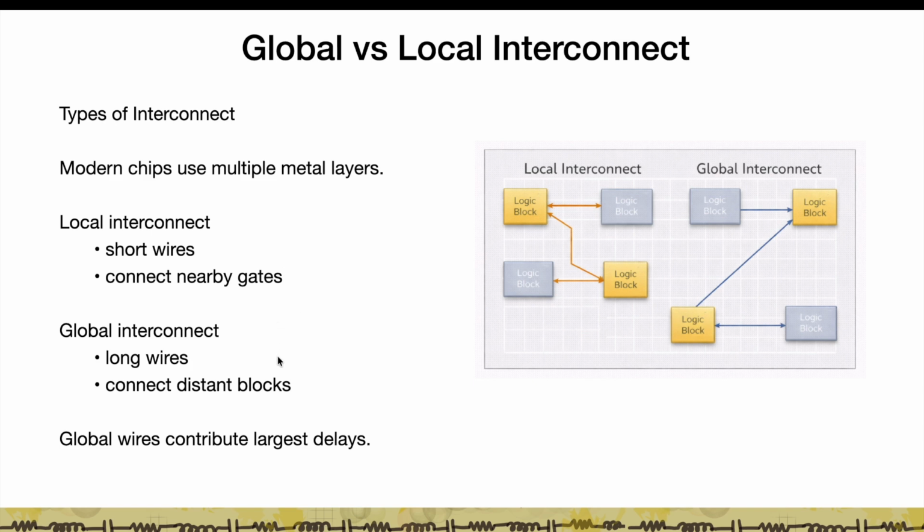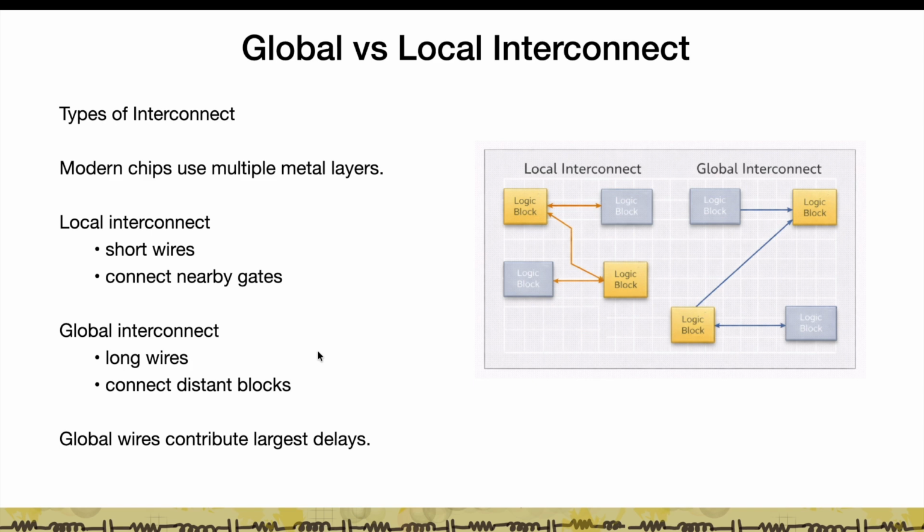Global interconnect lives on the upper metal layers where wider, taller wires carry lower resistance per unit length. But global wires span long distances, connecting functional blocks, distributing clocks, carrying data buses across the chip. Their total length is large, and even with wider metal, their delay dominates.